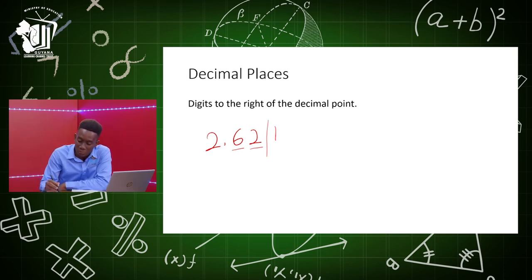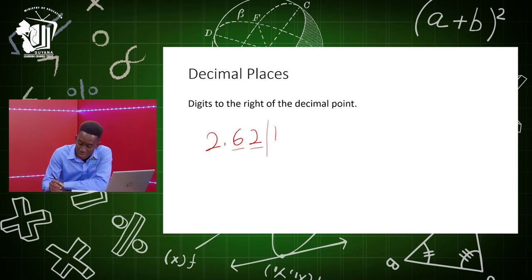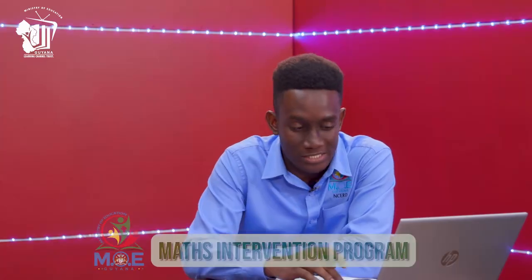So since we counted 2 decimal places, we look at the digit after where we stop, which is the 1. Now if the number after the number that we stop at is 5 or more, we add 1 to the previous number. And if it's 4 or less, we leave it as it is. So this correct to 2 decimal places would be 2.62.